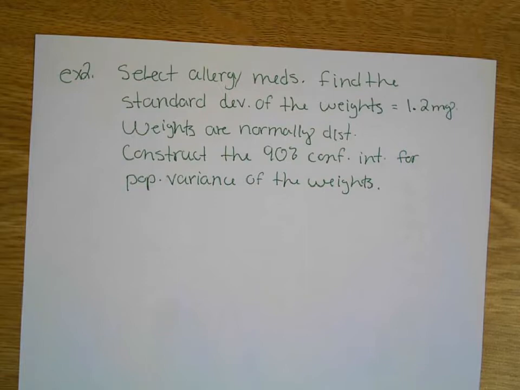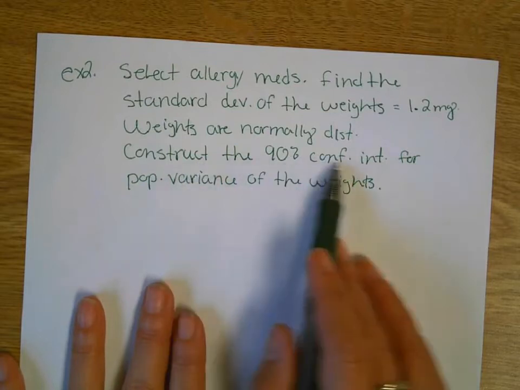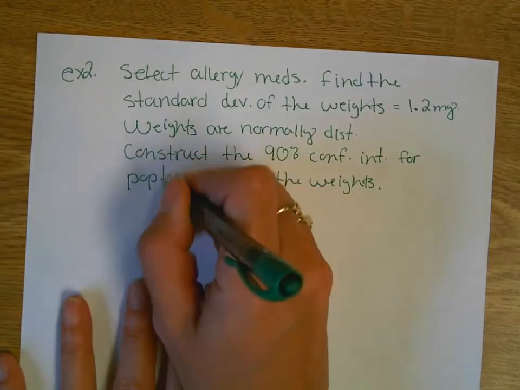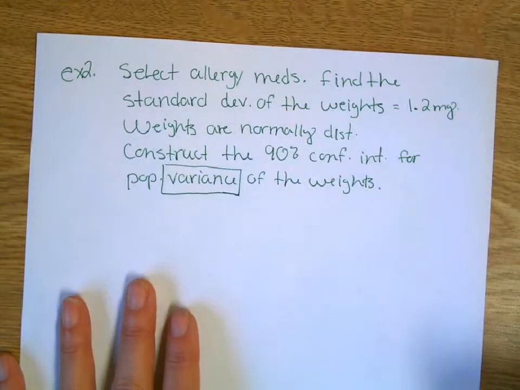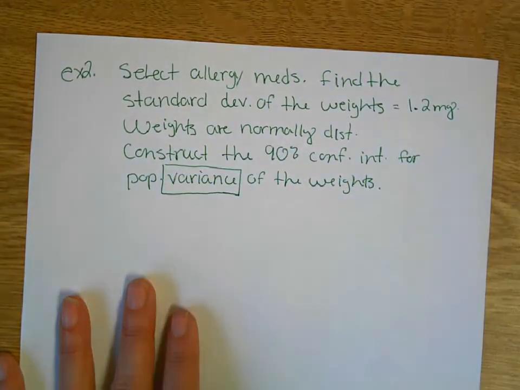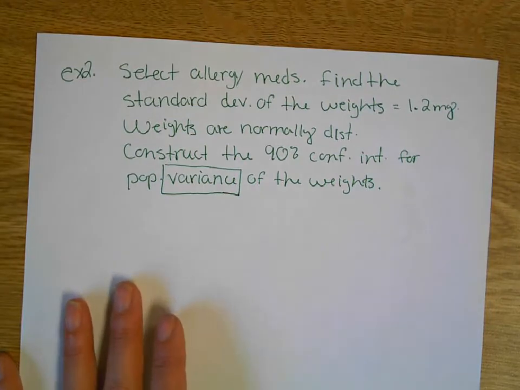So let's see what the variance of the weights would be for all of these allergy meds based on this sample. How are we going to know on the test Friday which section to go to? You read what confidence interval you're trying to find. Construct the 90% confidence interval for the variance. It doesn't say means, doesn't say proportions, it says variance. That tells you to come here, and you just follow that plug and chug formula.